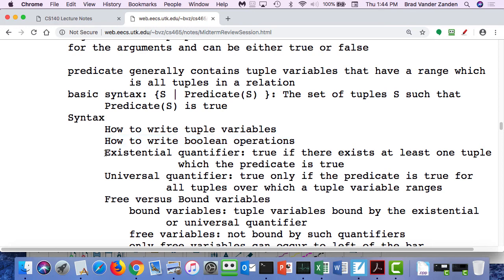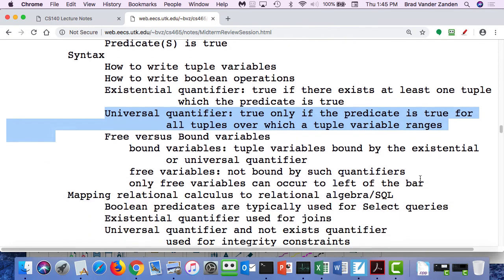We are allowed to use the existential quantifier, which is true if there is at least one tuple for which the predicate is true. So that's a bit like OR, because for every tuple in the relation, as long as there's one tuple in the relation that matches it, it's true. The universal quantifier is like AND. It's saying that every tuple must effectively satisfy the predicate. So existential is very forgiving. As long as one satisfies it, it's true. For all is very unforgiving. It is true only if every tuple makes the predicate true.